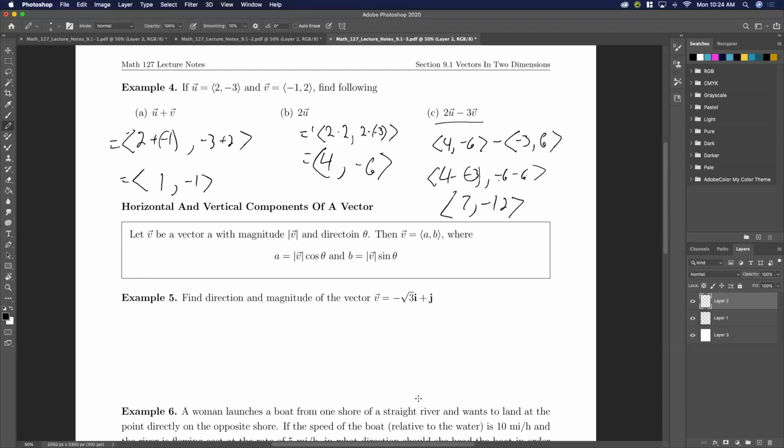Okay, so each one of the homework problems is literally just different numbers for these.